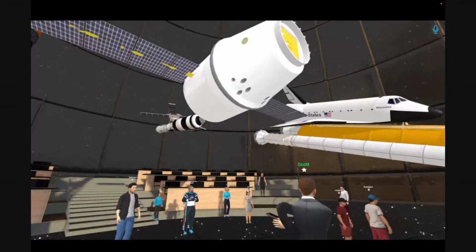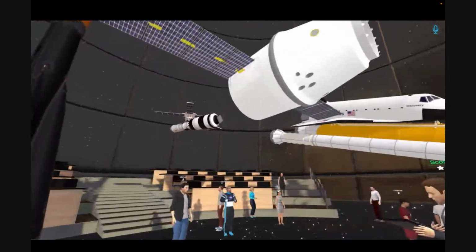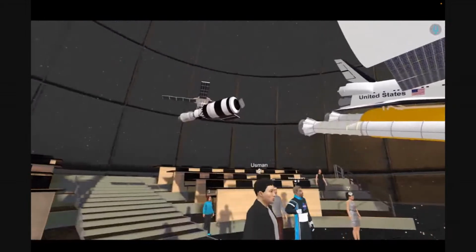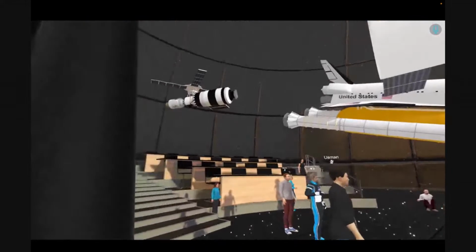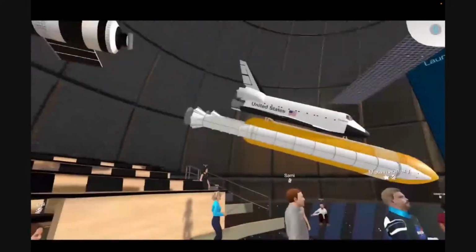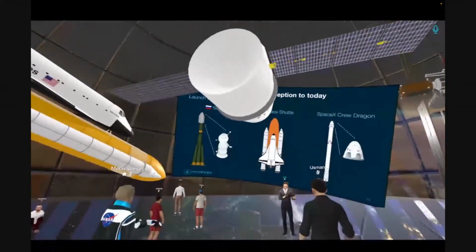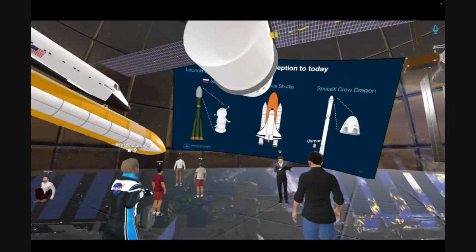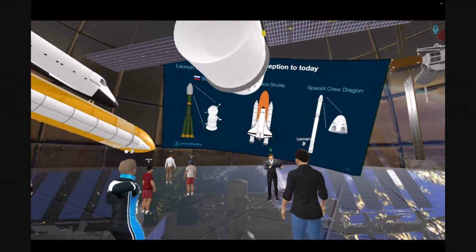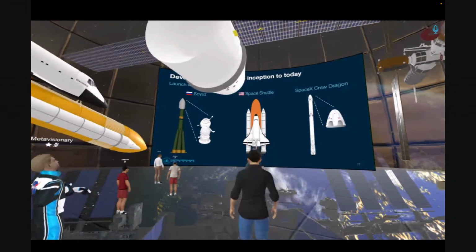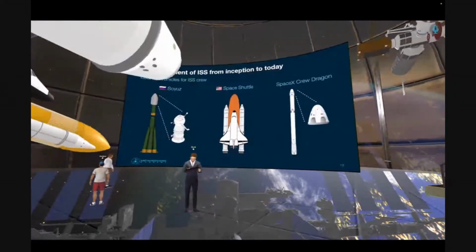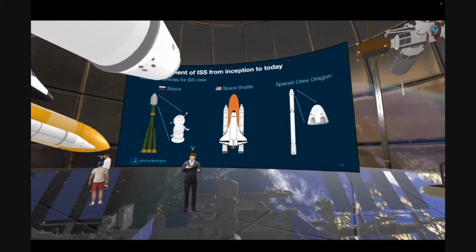So these three machines on the slide brought the people to the space station. Number one is the Soyuz capsule, which brings people to the Russian segment. The space shuttle brought people to the space station up until 2011 when it was decommissioned. And nowadays, SpaceX Crew Dragon brings people to the US side of the space station. And these great systems were incredible for bringing people over many, many years to the space station.